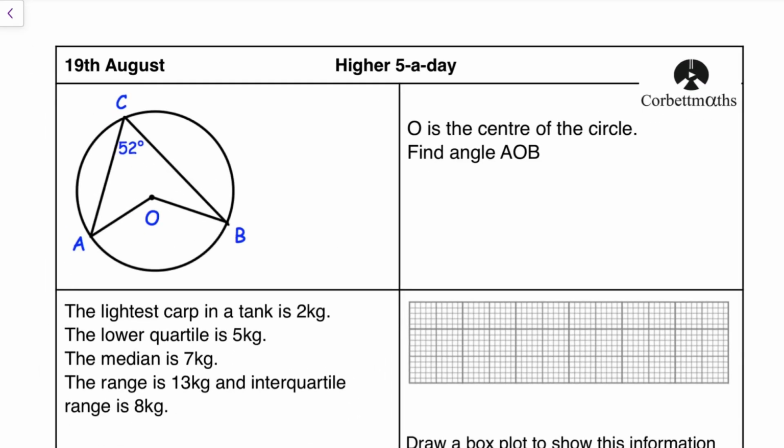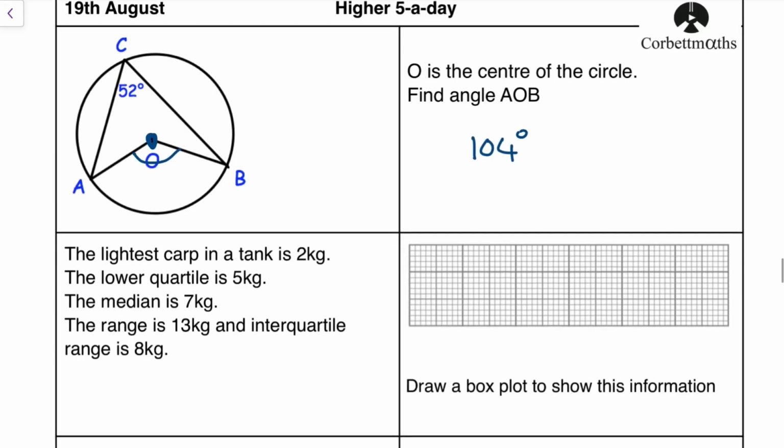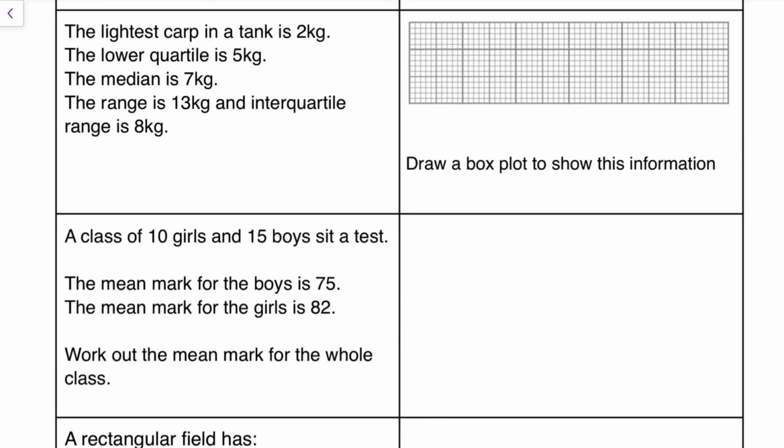Okay, first one looks like a fairly straightforward circle theorems question, isn't it? So I can see I've got a centre. I know that the angle at the centre is twice the angle at the circumference. 52 times 2 is just 104 degrees. First question done. Next question.